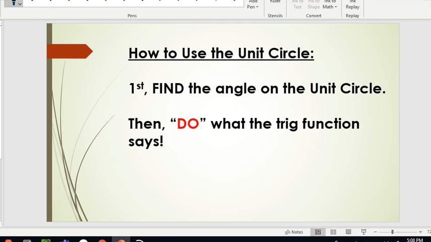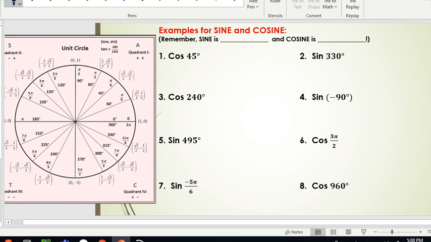So, how to use the unit circle. First, find the angle on the unit circle, whether the angle is in radians or degrees. Then do what the trig function says to do. You're like, okay, that was too easy. All right, so here we go. I have pulled a unit circle in right here, and it's all completed for me. I'm going to find the cosine of 45 degrees. First, go to the angle, 45 degrees. It's right here, okay? And I'm going to find the cosine of that angle.